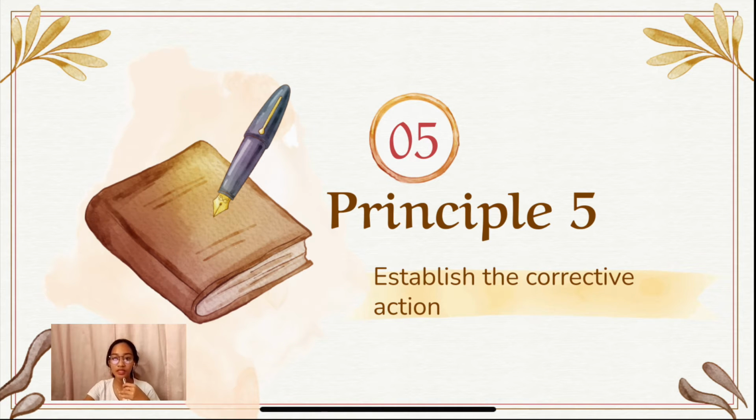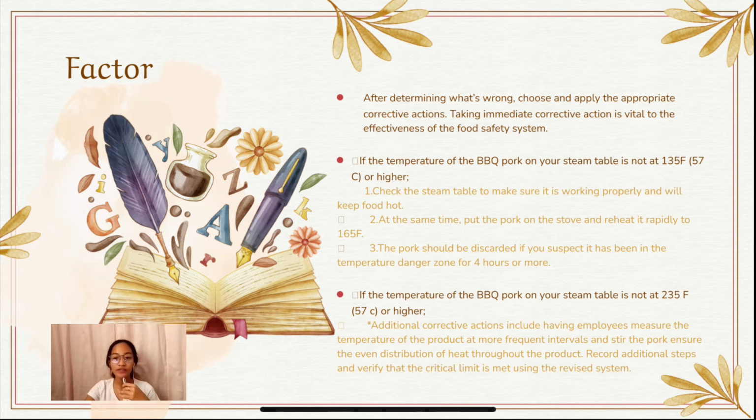Principle 5. Establish the corrective action factors. After determining what's wrong, choose and apply the appropriate corrective actions. Taking immediate corrective actions is vital to the effectiveness of the food safety system. If the temperature of the barbecue pork on your steam table is not at 135 degrees Fahrenheit or 57 degrees Celsius or higher, check the steam table to make sure that it is working properly and will keep the food hot. At the same time, put the pork on the stove and reheat it rapidly to 165 degrees Fahrenheit.